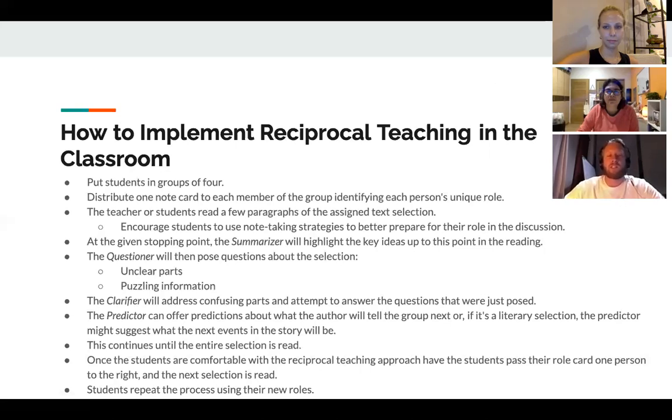Once the students are comfortable with the reciprocal teaching approach, have the students pass their role card one person to the right and then read the next selection. This is going to allow your students to get comfortable with one role to start with, and then you're going to throw them through a loop, so they're going to have to learn a new one, and they're going to have to learn new strategies, and kind of change up their brains, make them work a little bit more to switch roles. The students are going to repeat the process using these new roles, and that's how we implement reciprocal teaching in the classroom.